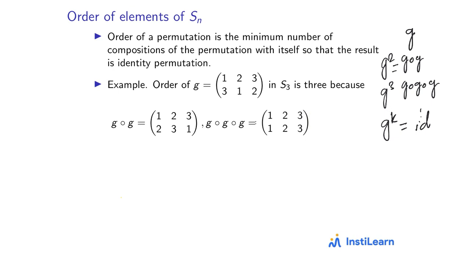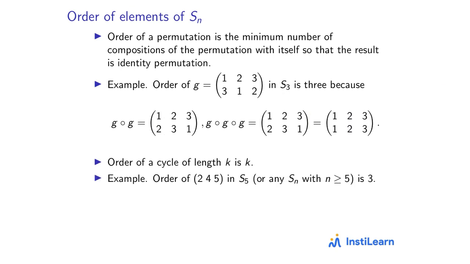So let's try to understand using an example. So G is this permutation in S3 and its order is 3 because G composition G is this permutation, and of course it is not identity because 1 is going to 2. But the moment you calculate G composition G 3 times, you get 1 is going to 1, 2 is going to 2 and 3 is going to 3. So this means G cube is identity and 3 is the smallest such integer, so the order of G is 3.